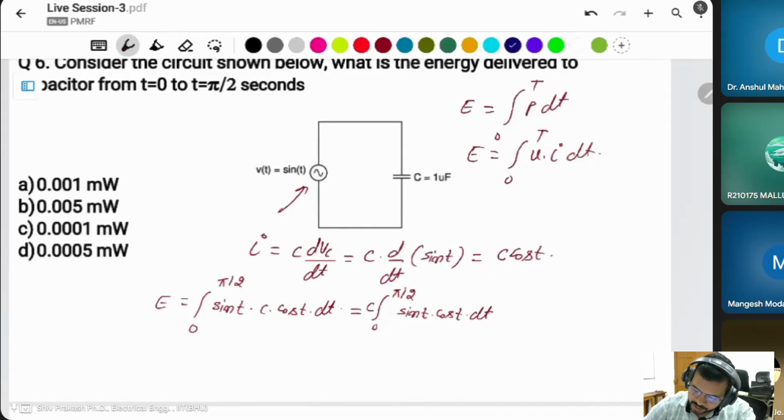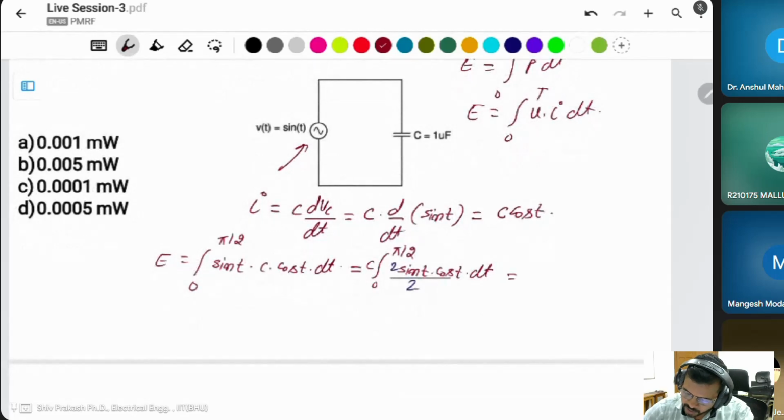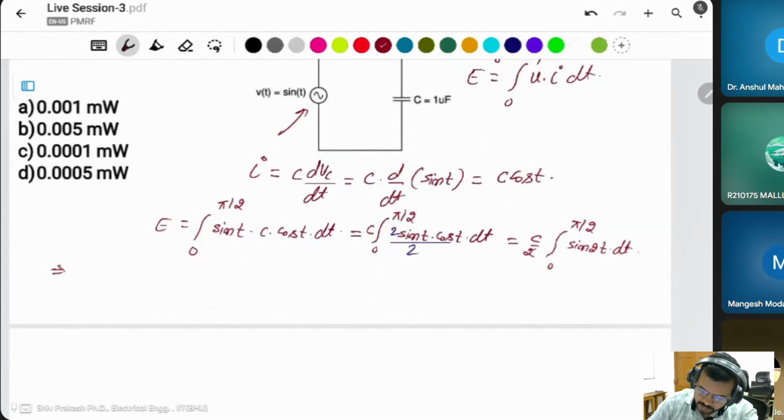You have to multiply and divide by 2, and this will be 2 sin t cos t, which means this will be sin 2t. Integration of sin 2t is equal to minus cos 2t divided by 2.